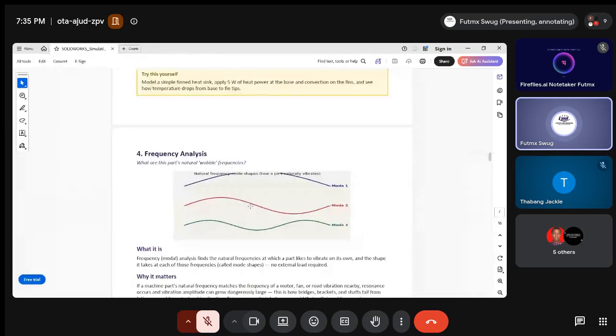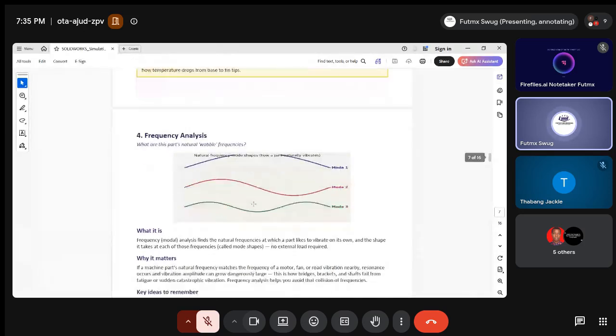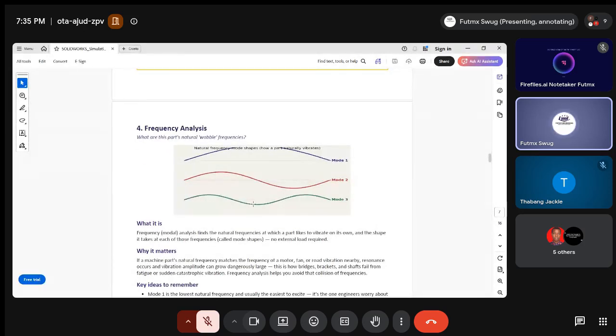So we also have frequency analysis. For this, I think I have an experience with it. I work in an aerospace company where we do analysis of a CubeSat. So we are trying to see how distortion in natural frequency occurs. You know, there's what we call resonance.